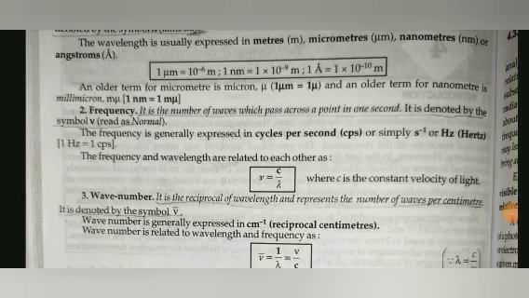Frequency. It is the number of waves which pass across a point in 1 second. It is denoted by the symbol nu. The frequency is generally expressed in cycles per second or simply second inverse or hertz. The frequency and wavelength are related to each other as nu is equal to c by lambda, where c is the constant velocity of light.